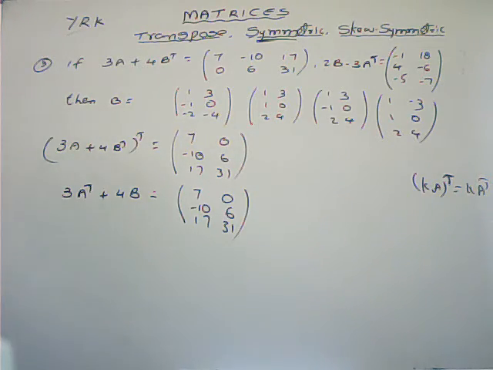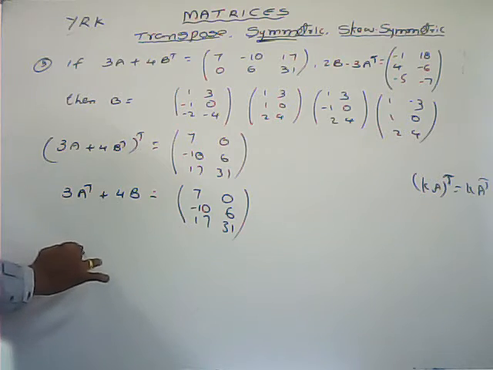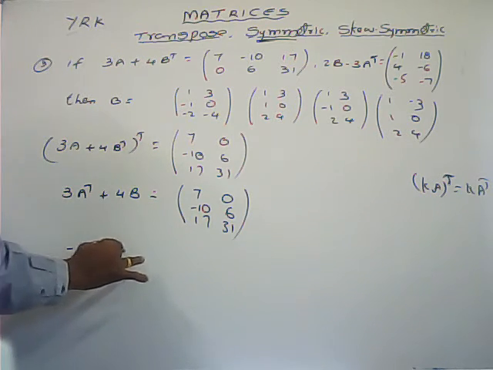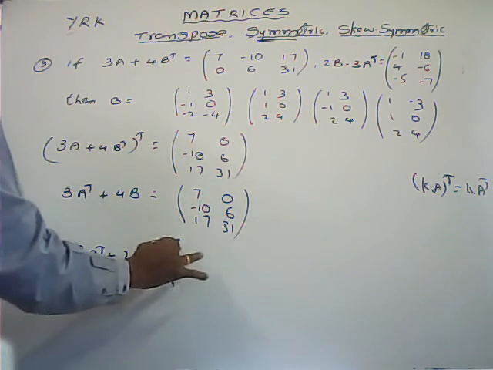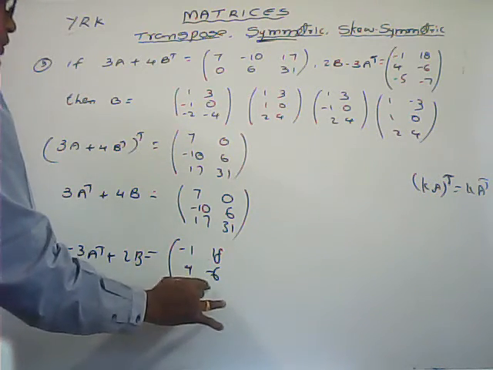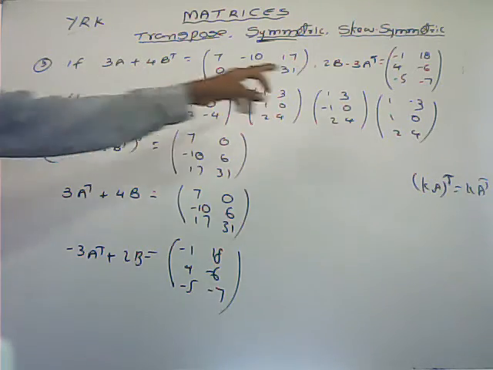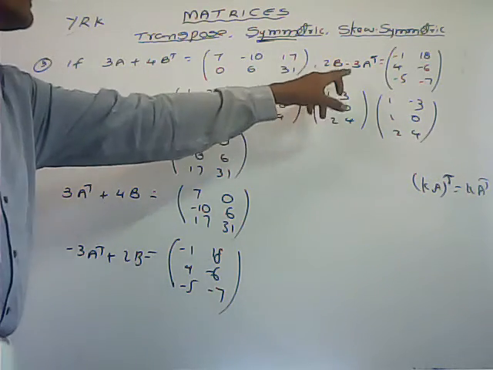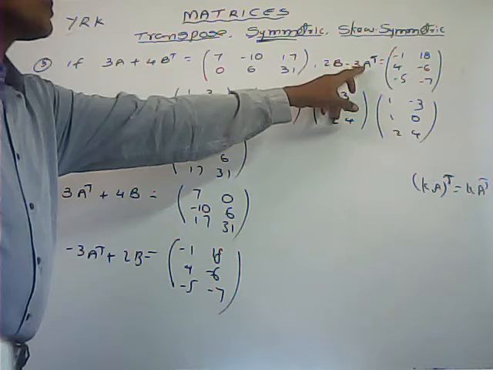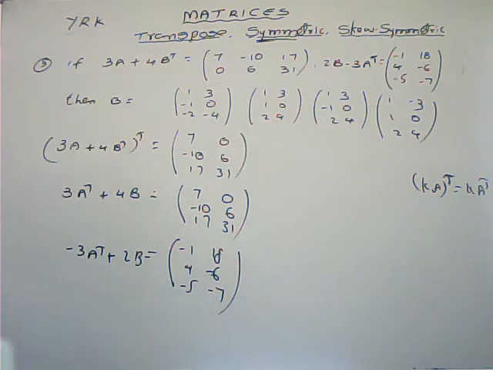And one more matrix, what they have given here? Minus 3A transpose plus 2B, that is equal to −1, 18, 4, −6, −5, −7. If they ask for the A matrix, here you can take the transpose on both sides, then A transpose whole transpose you can get as A only. So B transpose you can eliminate from the two relations. Now here I have to eliminate the A transpose only.